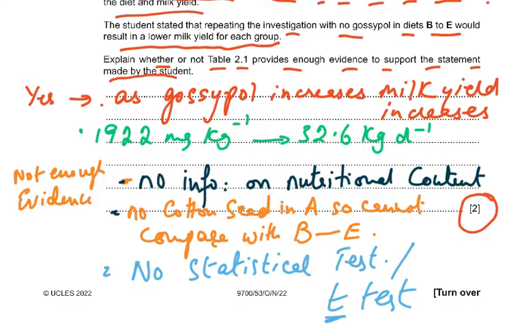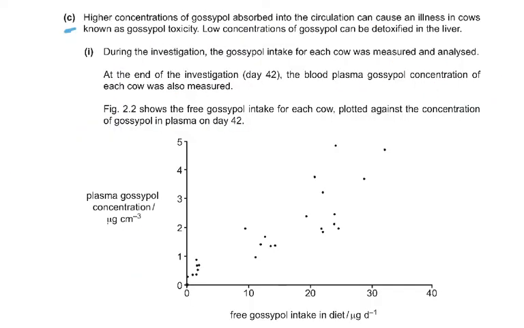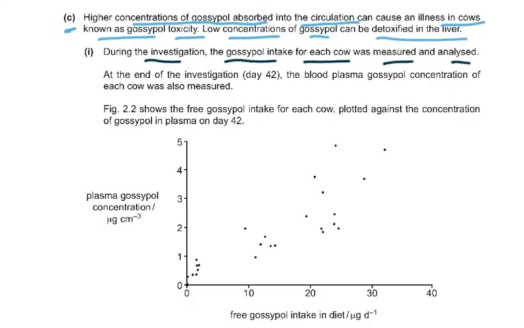Now coming to the C part of the question: a higher concentration of Gossypol absorbed into the circulation can cause an illness in cows known as Gossypol toxicity. A low concentration of Gossypol can be detoxified in the liver. During the investigation, the Gossypol intake for each cow was measured and analyzed. At the end of the investigation, day 42, the blood plasma Gossypol concentration of each cow was also measured.